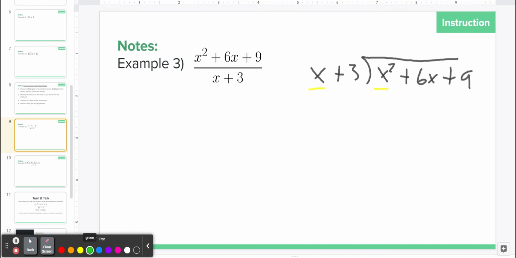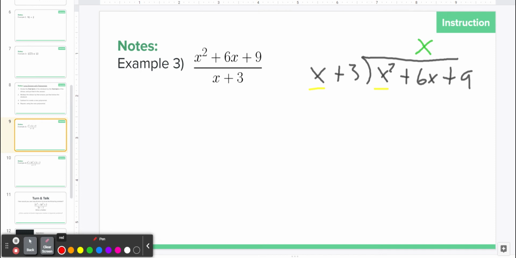And I'm going to talk about this at the end, but notice where I am writing my x in my answer right now. We'll come back to that. So now that we've had x plus 3 times x, we're going to see how far that got us.